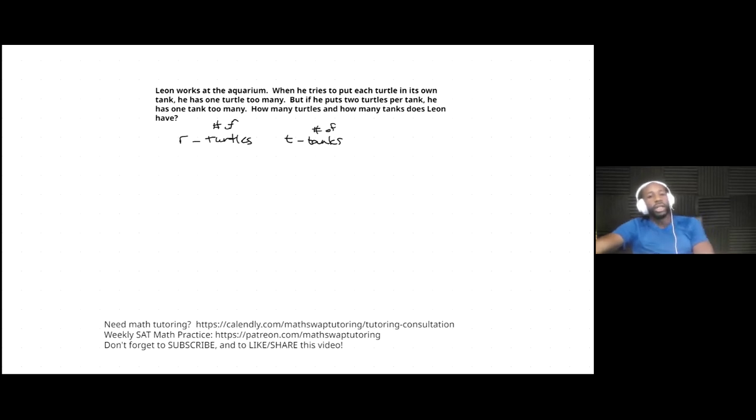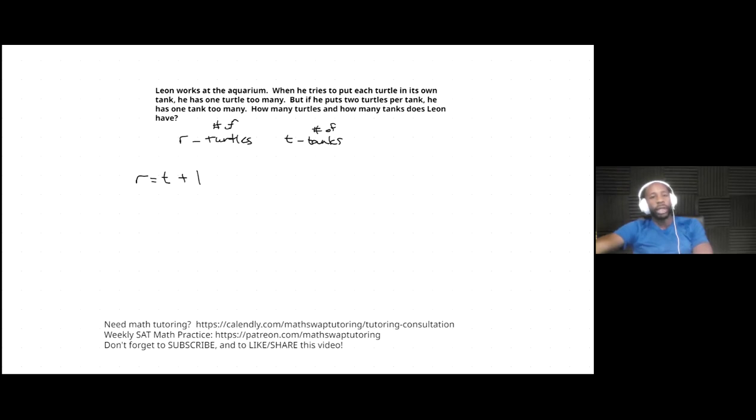All right, so let's think about this. When he tries to put each turtle in its own tank, he has one turtle too many, which means that the number of turtles is equal to the number of tanks plus one, because there's one more turtle. So it's one more turtle than tanks, so you have to add one to tanks to get the number of turtles.